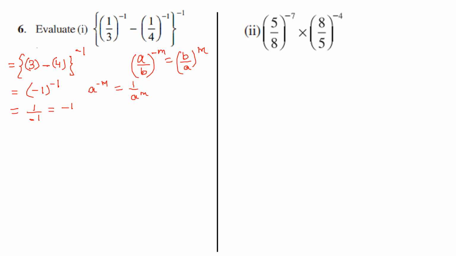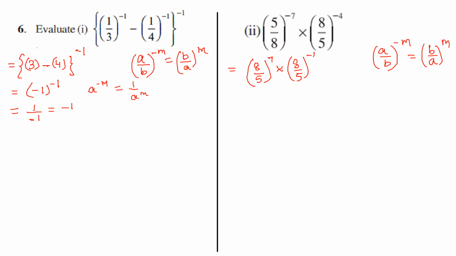So I am going to use the law (a/b)^(-m), which gives me (b/a)^m. So for 5 by 8, the reciprocal is 8 by 5 to the power 7, multiplied by (8/5)^(-4). Now you can see my base became the same. So I can use my product law, a^m into a^n equals a^(m+n). So from here I can write (8/5)^(7 + (-4)).